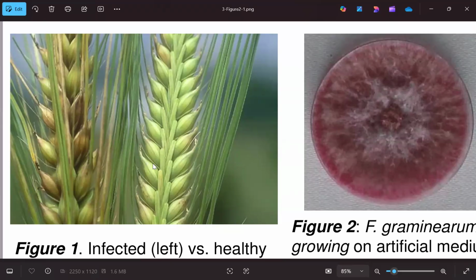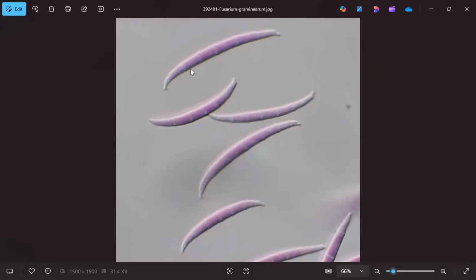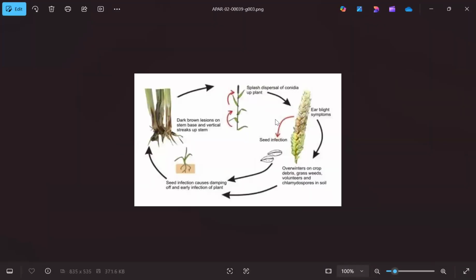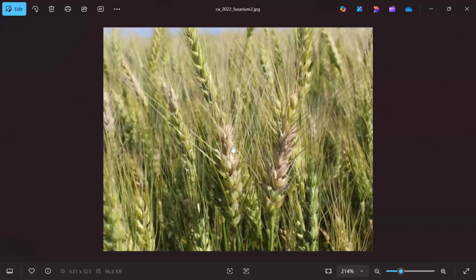So this ear blight is shown here on the left side of the screen. This is a healthy crop. And if you were to use artificial medium, you would grow the Fusarium in a petri dish and it would look like this. This is the conidia. When you have infected seed, you're going to have stunted growth. But even if you had Fusarium in the soil and it infected stalks, it would move up the stalk and into the ear, cause the ear blight, and then this cycle would continue. This is ear blight, another example.